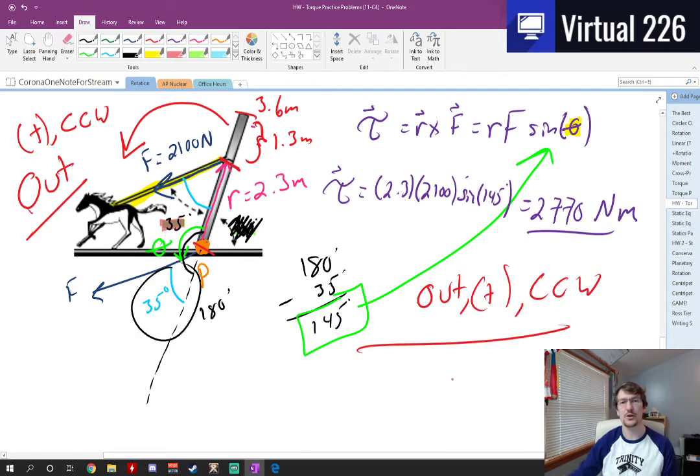So there we go. Quick little torque problem, nothing too crazy. Hard part here was trying to figure out what that angle in green was. Little bit of geometry needed in order to find it, but not too bad.